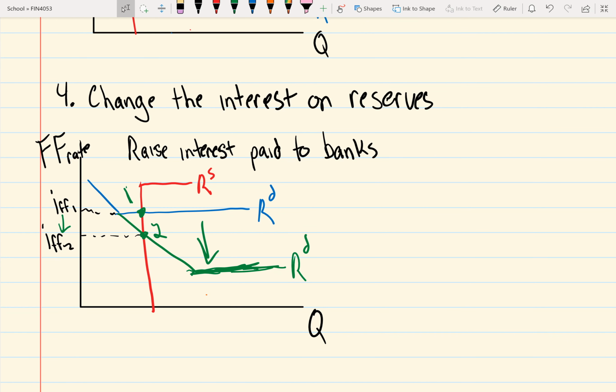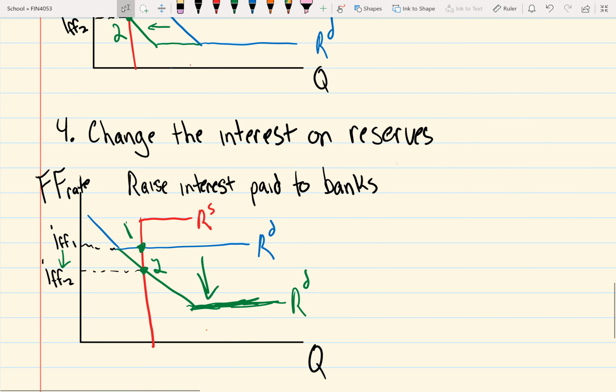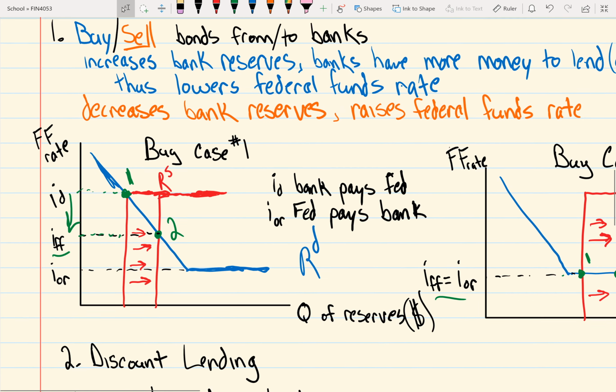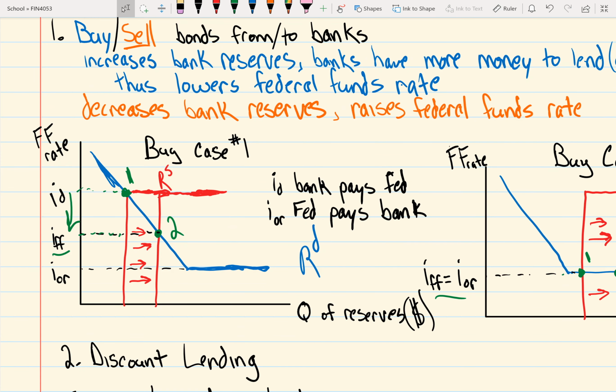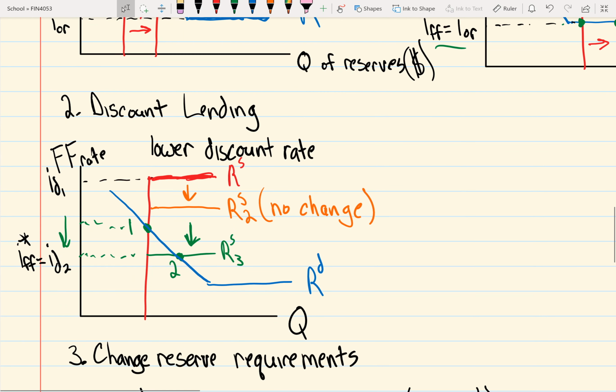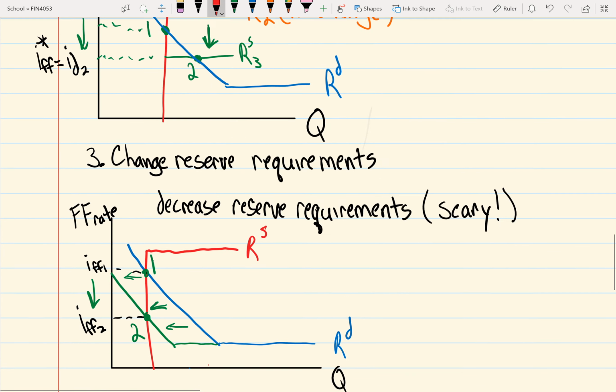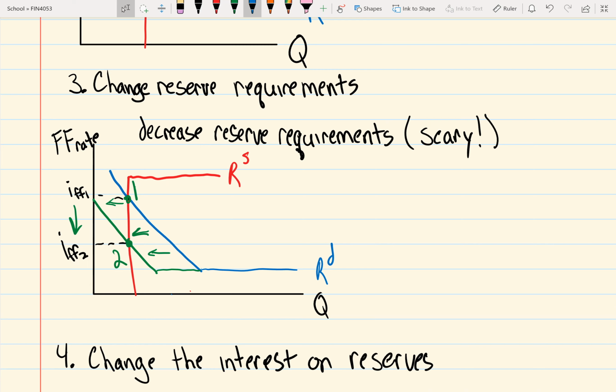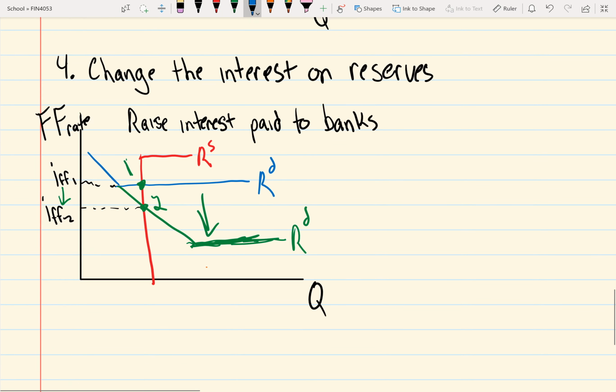And the last one is to change the interest on reserves. So we've seen already that essentially they can shift the supply curve, which is this first case. They can lower the discount rate, which is this top bar. They can shift the demand curve, or lastly, they can raise this bottom bar here, or lower it. So in this case, they're lowering it.